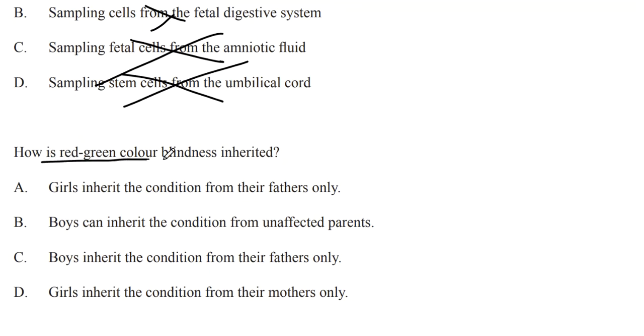How is red-green color blindness inherited? Girls inherit the condition from their fathers only. That's not true. This is sex-linked. Boys can inherit the condition from unaffected parents. Yes, indeed, they can, because they can have an unaffected mother and an unaffected father, but the mother being a carrier can give the son red-green color blindness.